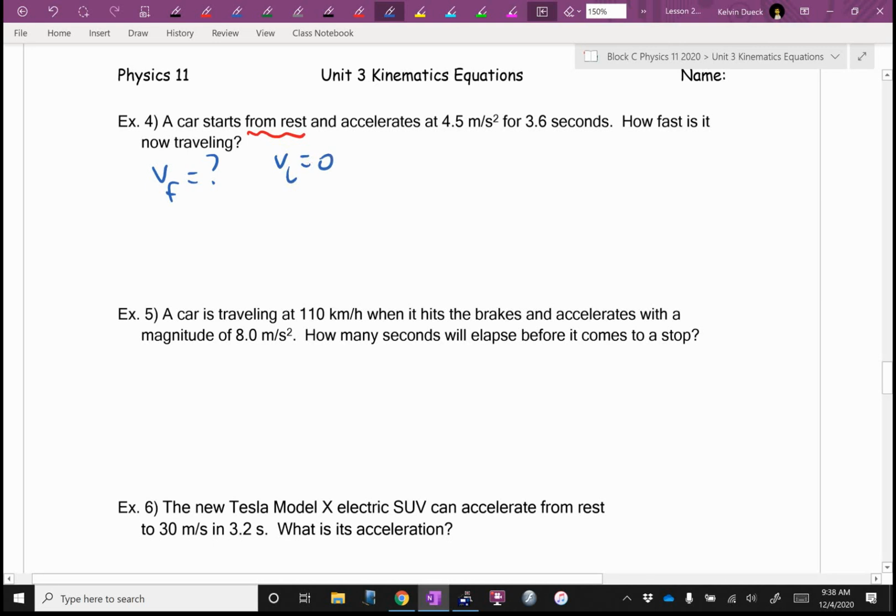By the way, does it have to be 0? No, if you tell me how fast the car is going at the beginning, I can still deal with it, no problem. What's that 4.5? How do you know? Even if it hadn't said the word accelerates right there, I would just look at the meters per second squared. It's an acceleration. What's that 3.6?